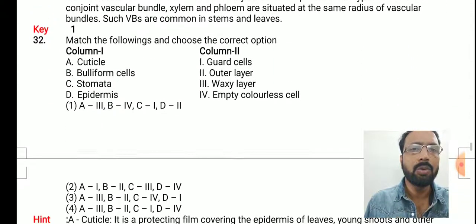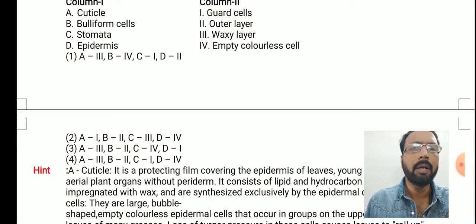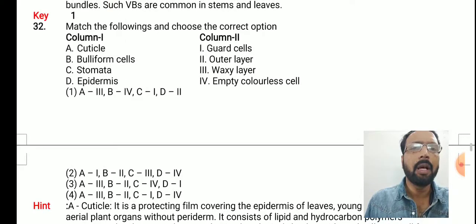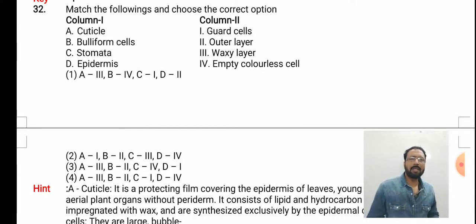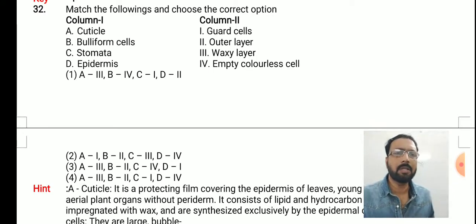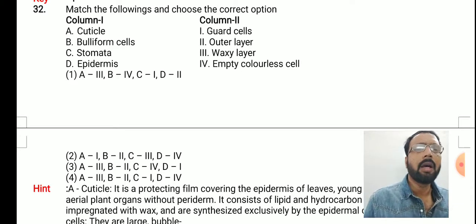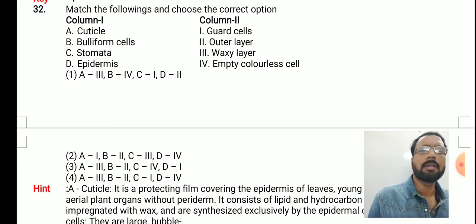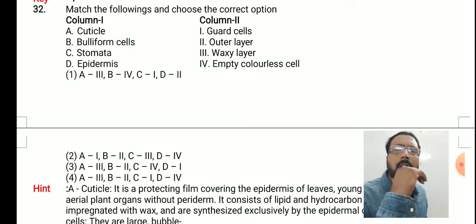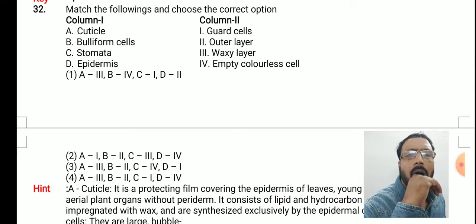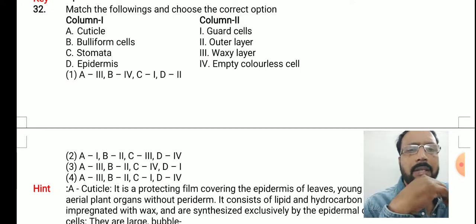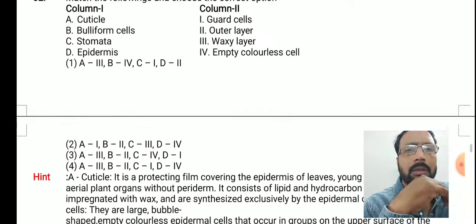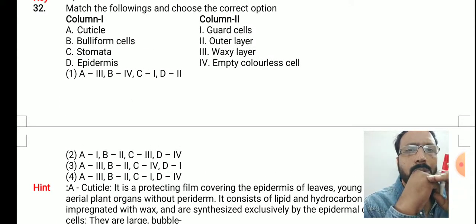Then question number 32, match the following: cuticle, bulliform cells, stomata and epidermis. The cuticle is the waxy layer, so A3, definitely A3.